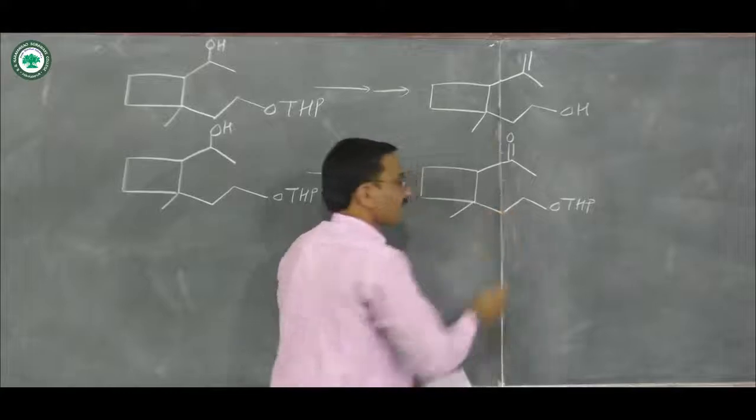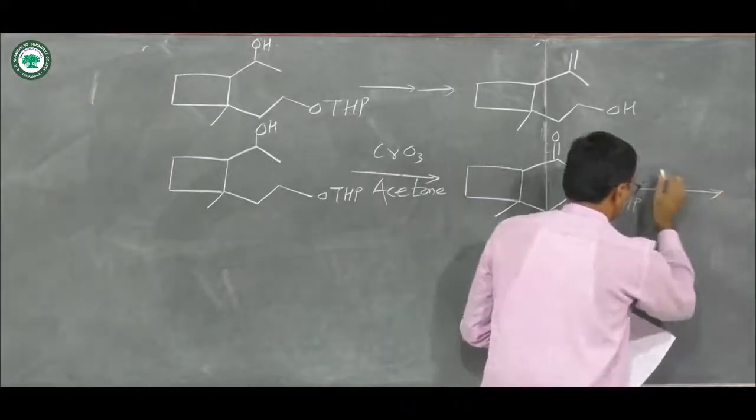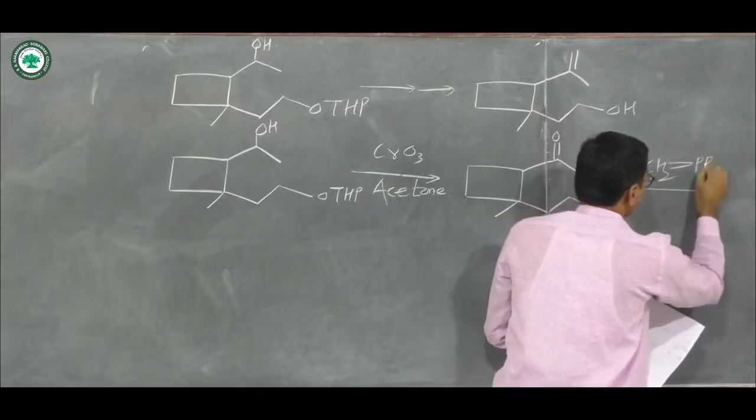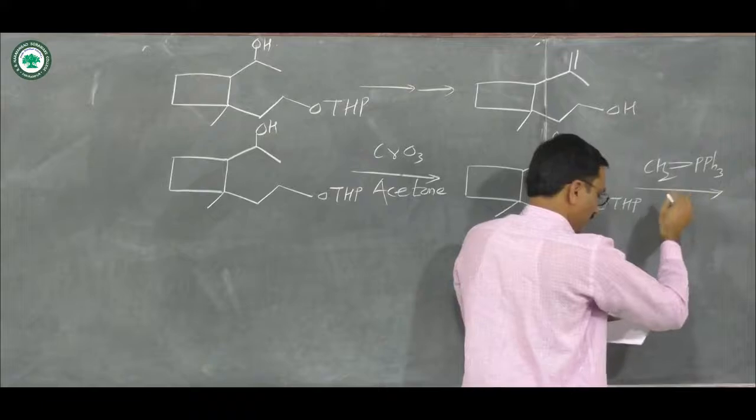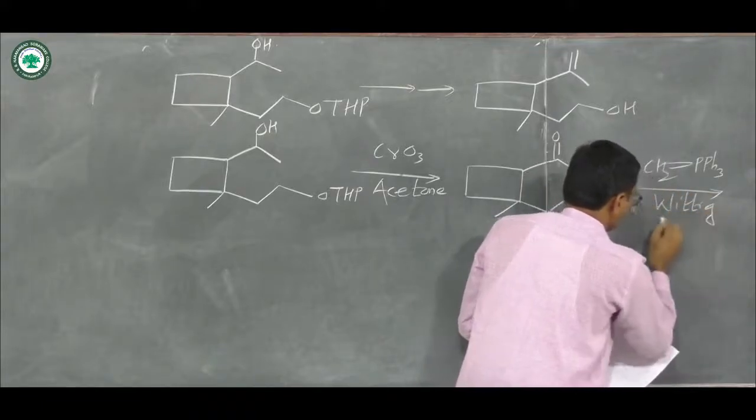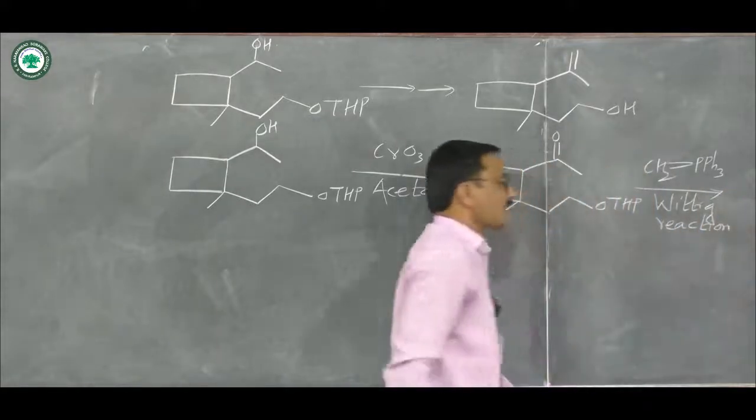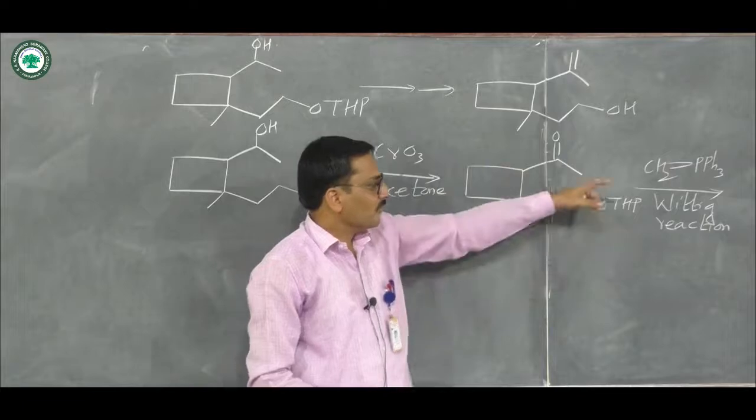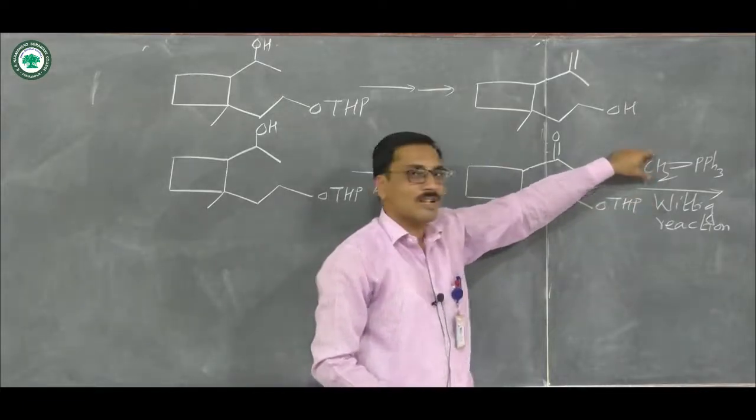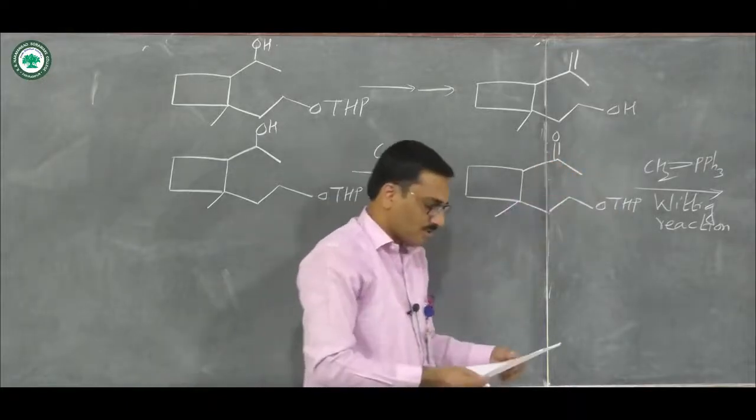In the next step, we perform a Wittig reaction. So we have this type of reagent. This reagent undergoes reaction with the carbonyl group of the ketone and there is formation of an alkene.